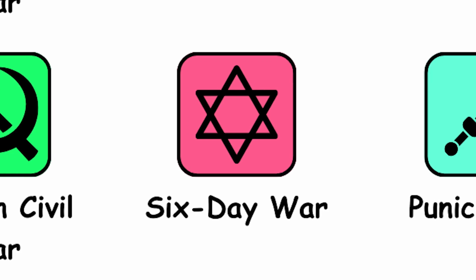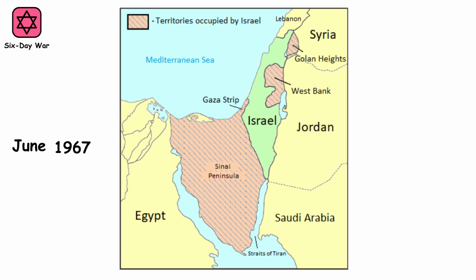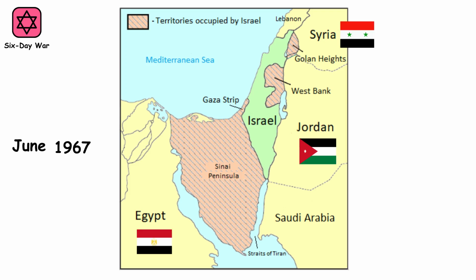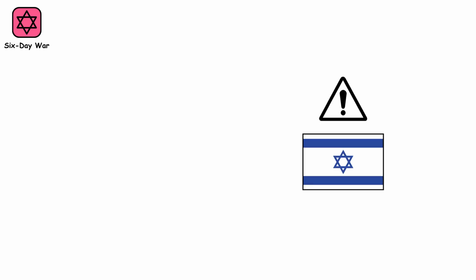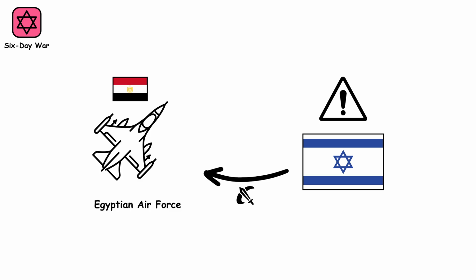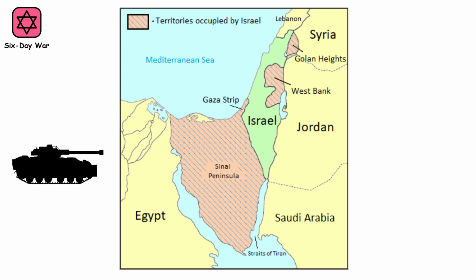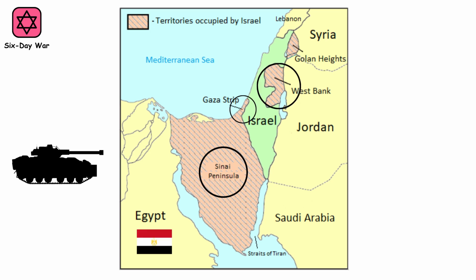Six-Day War. In June 1967, rising tensions between Israel and its Arab neighbors erupted into the Six-Day War. Israel, facing the threat of an imminent attack, launched a preemptive airstrike that decimated the Egyptian Air Force. Swift ground offensives followed, with Israeli forces capturing the Sinai Peninsula and Gaza Strip from Egypt, the West Bank, and East Jerusalem from Jordan, and the Golan Heights from Syria.